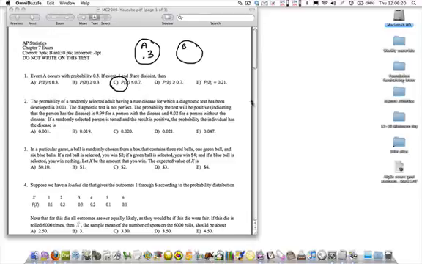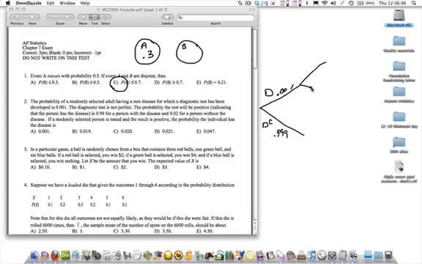Problem 2 is a tree problem, just like the flu and senior citizen problem from a week ago or so. We end up with a tree that looks like this. Let's call that disease. Let's call that no disease. Okay, the probability of having a disease, according to the problem, is 0.001. So that means not having the disease is 0.999.